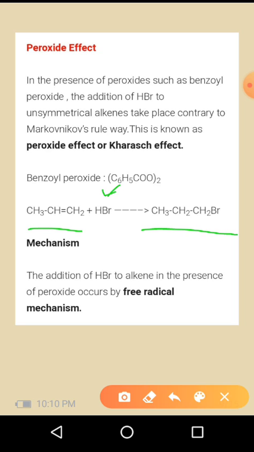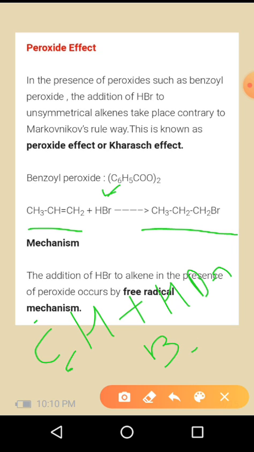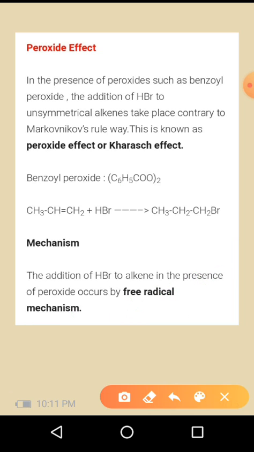So here, if you consider benzoyl peroxide, C6H5COO2, it will produce one initial free radical, that is C6H5 dot. That free radical will combine with the HBr. It will produce Br free radical along with the C6H5. That Br free radical, formed from the benzoyl peroxide, is combined with the propene molecule. So it will produce again 2 products.